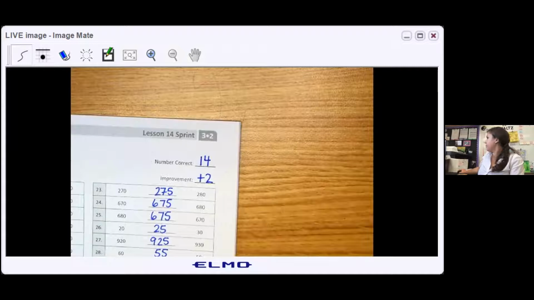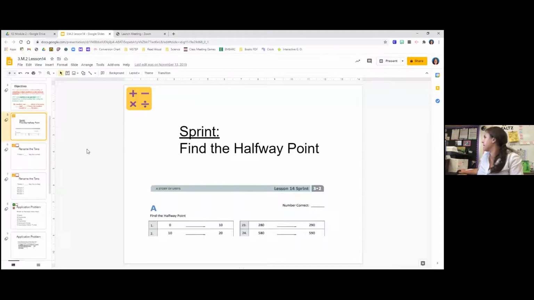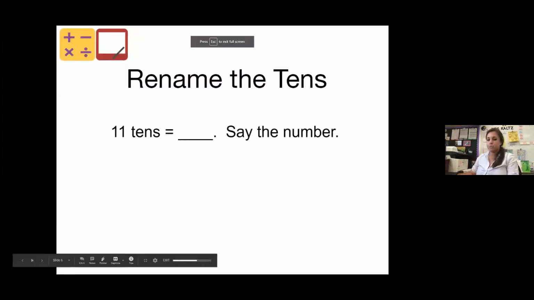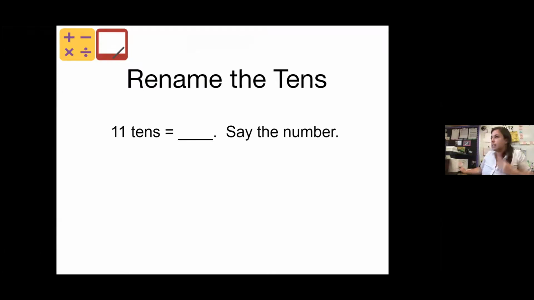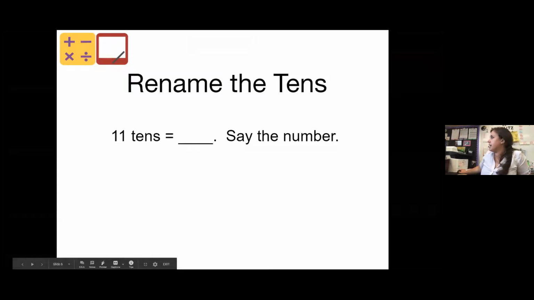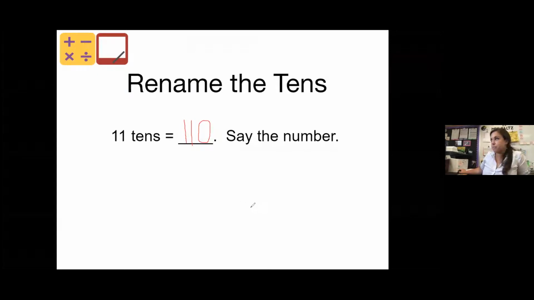All right, now we're going to do a little bit more of renaming our tens before we do the application problem, which we're going to do together. So on the screen, you see 11 tens. Right now, I want you to think, what does 11 tens look like as a number? So remember, we'd write 11 and then a 0 in the ones place. So say the number. Good, 110.